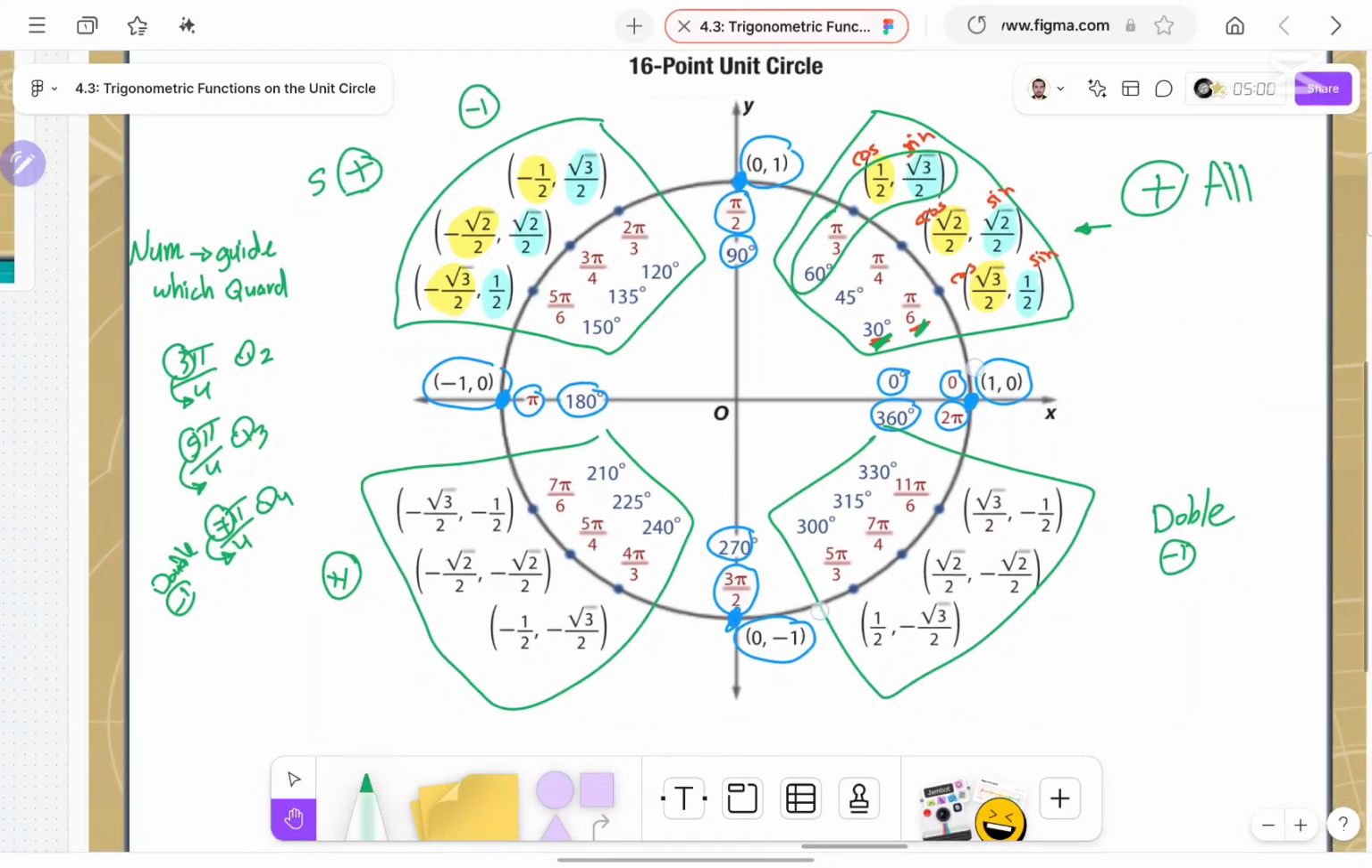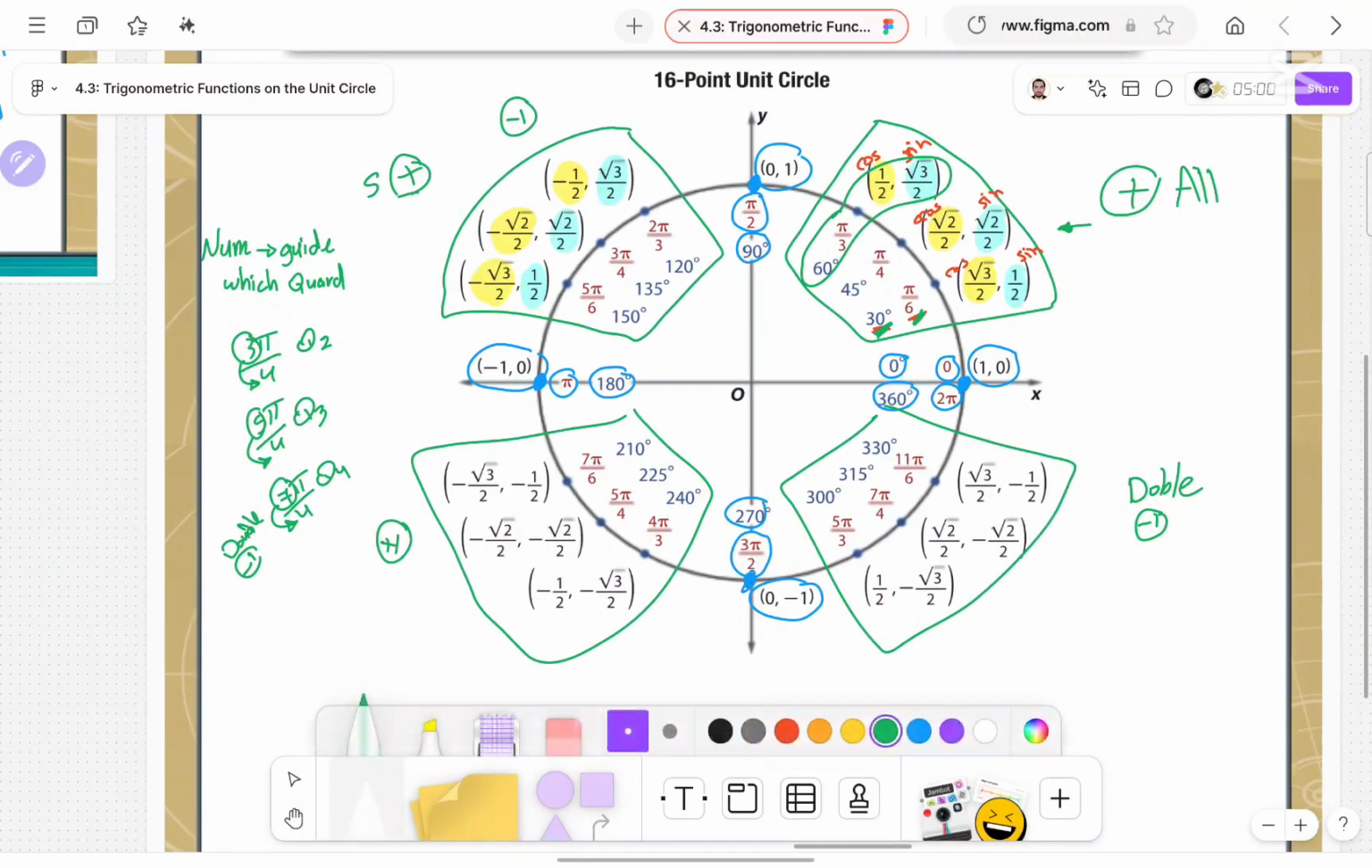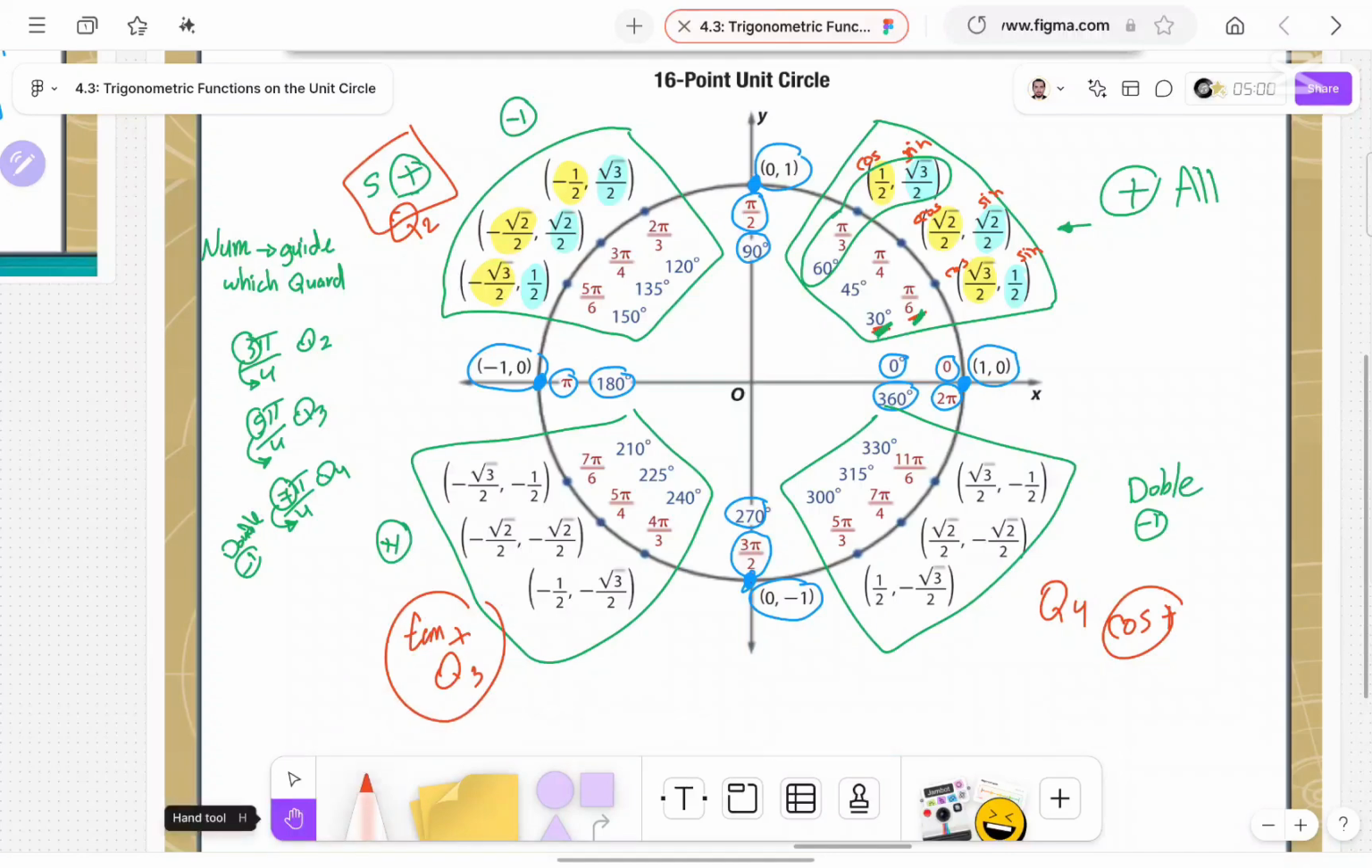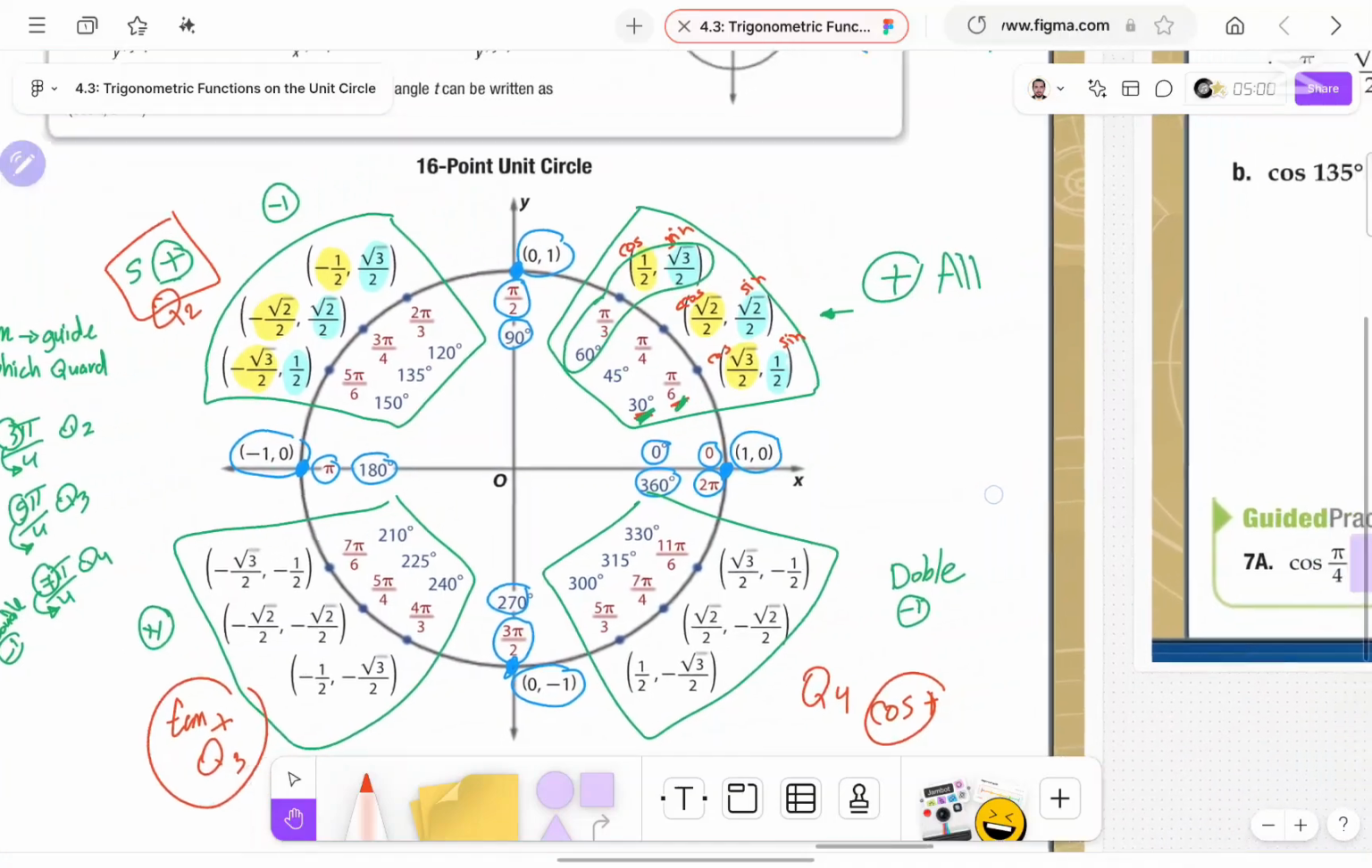As I told you before, this is how you can memorize the table. And don't forget this one: in quadrant 2, sine is positive. In quadrant 3, tan is positive, so that means both of the others are negative. And in quadrant 4, cosine is the only positive and both the others are negative. I hope you understand this. Try to memorize it, and tomorrow I will ask you about them.